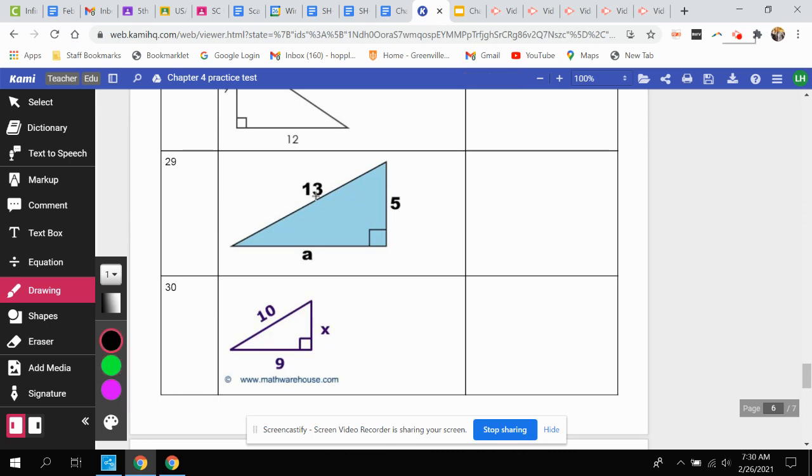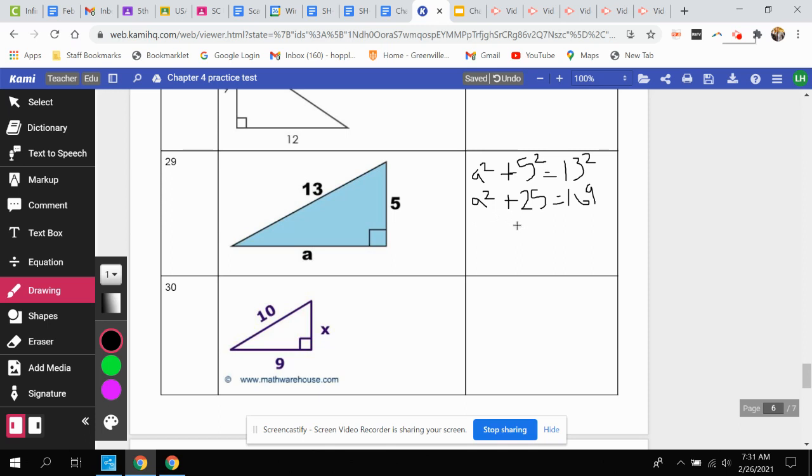So 29 says you're given the hypotenuse, so I know that that's c, and I'm looking for a. So a squared plus 5 squared equals, and remember, hypotenuse, or that side directly across from the right angle, is always c squared. So I'm going to set up my problem like this when I'm looking for a leg. So I still have a squared, that's what I'm looking for. 5 squared gives me 25. And then 13 squared is going to give me 169.